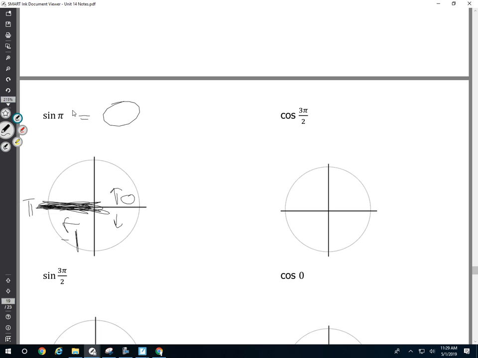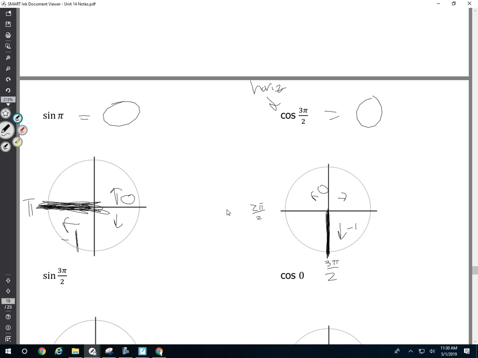Do we remember what 3 pi over 2 is, where it is? If this is pi, this is 2 pi over 2. Pi over 2 is 90. If I add a pi over 2, I get to 3 pi over 2. 3 pi over 2 is down here. Do I travel to the left or to the right to get down here? I just go down 1, right? So I don't go to the left or to the right. Cosine, horizontal distance, x distance. What's the cosine of 3 pi over 2? 0.